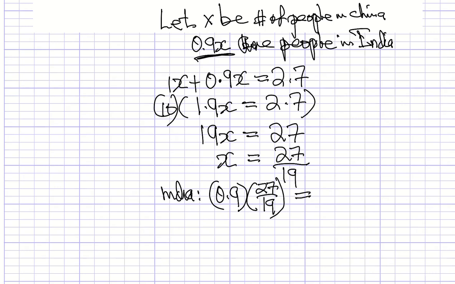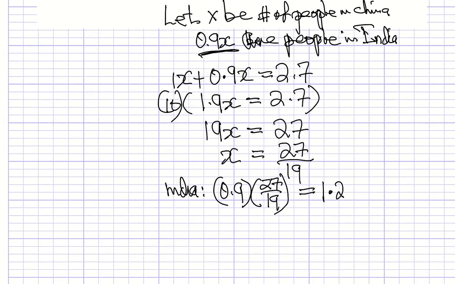I don't know why they put all these fractions, but let's work with it. If you do that, 27 divided by 19 times 0.9, you get approximately 1.227. Since we're working with one decimal point, let's call it 1.3. So you always stay with the decimal point you're working with.